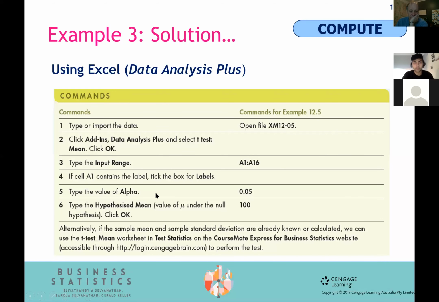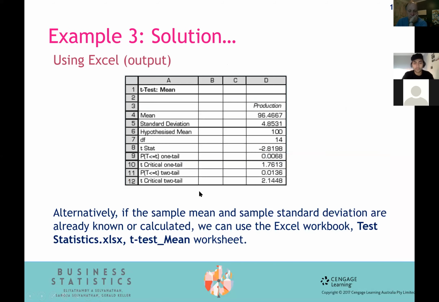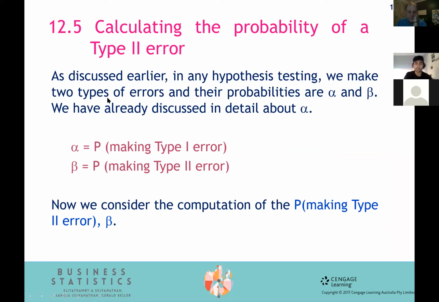Let's see if there's another example. So that's the result that you and I got as well. Alternatively, if the sample mean and sample standard deviation are already known or calculated, you can use the t-test mean worksheet. Checking the required condition, we need to check that it's normal, so draw a histogram and check that it's normal.